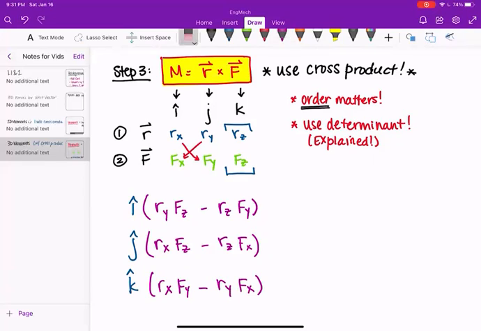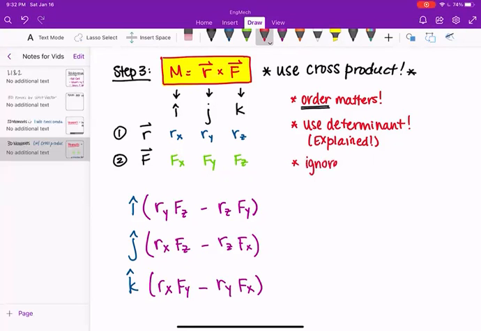So again, you ignore the column for the component that you're solving for. So in the I component here, we ignored the I column here. And in the J column here, we ignored the J column here. And in the K column here, we ignored the K column here. So that's one thing to remember. You ignore the column you're looking at.